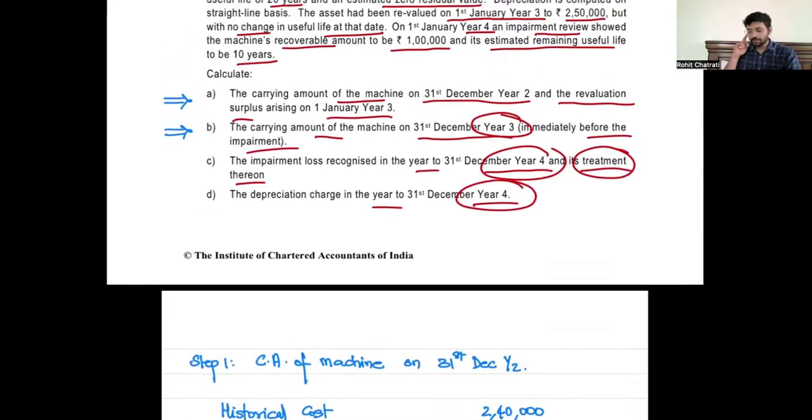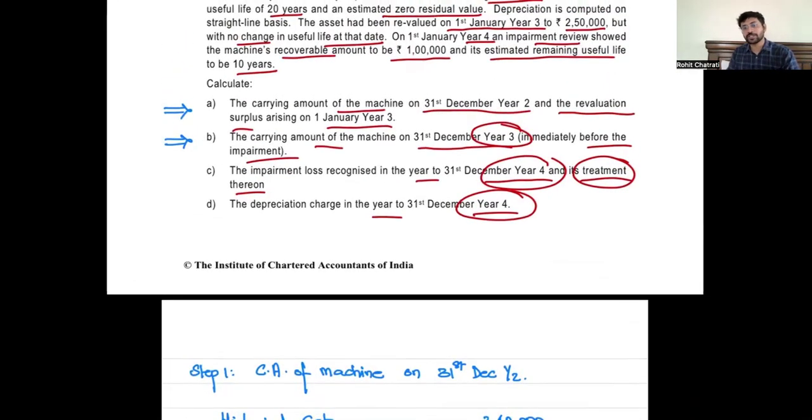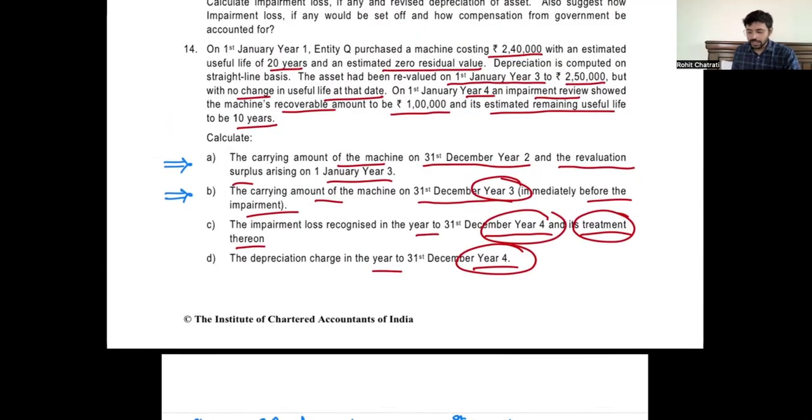All right, it's going to be 2,36,111. So carrying amount of the machine on 31st of December year 3, before you calculate any impairment, is 2,36,111. All right, let's move on to part C. What is the impairment loss? Calculate the impairment loss that is going to be recognized in year 4. Because the reason he said year 4 is because impairment review is being done on 1st January year 4. So any impairment loss will actually be recognized in year 4.